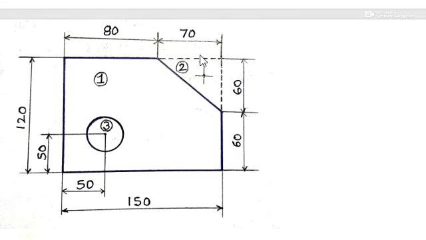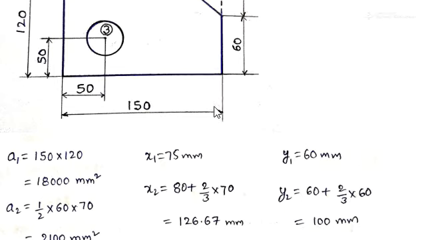Suppose we take the total height as h, which is 70. We know from standard formulas that this is 1/3 of h, so this will be 2/3 of h. We require the distance from this left edge to this center, so it is 80 plus 2/3 of h. We have taken h as 70, so x2 will become 80 plus 2/3 of 70.